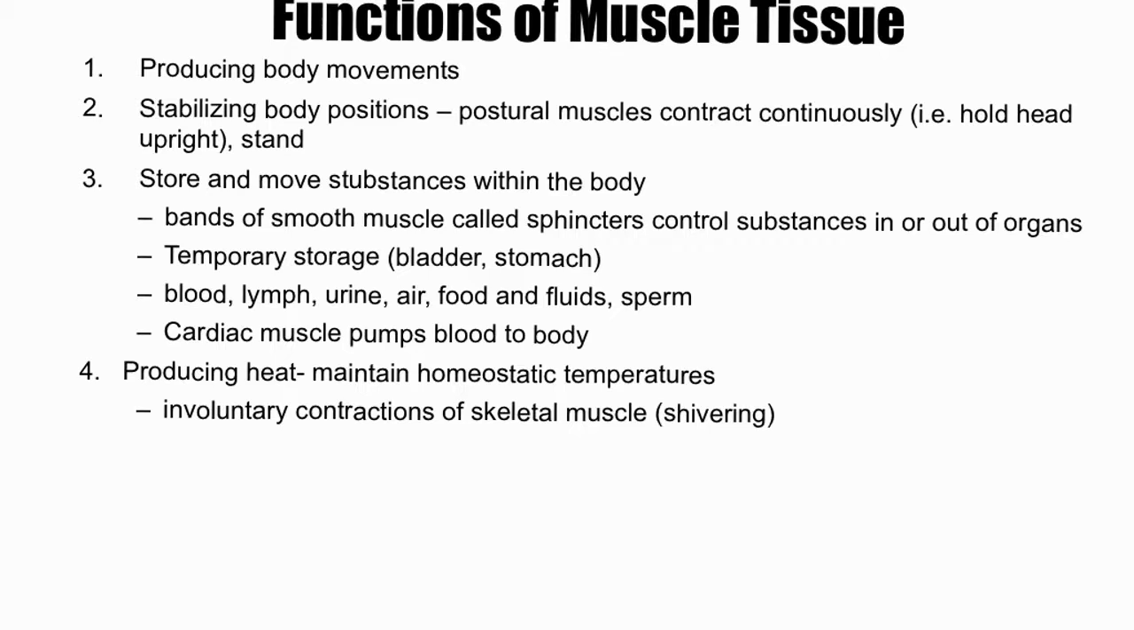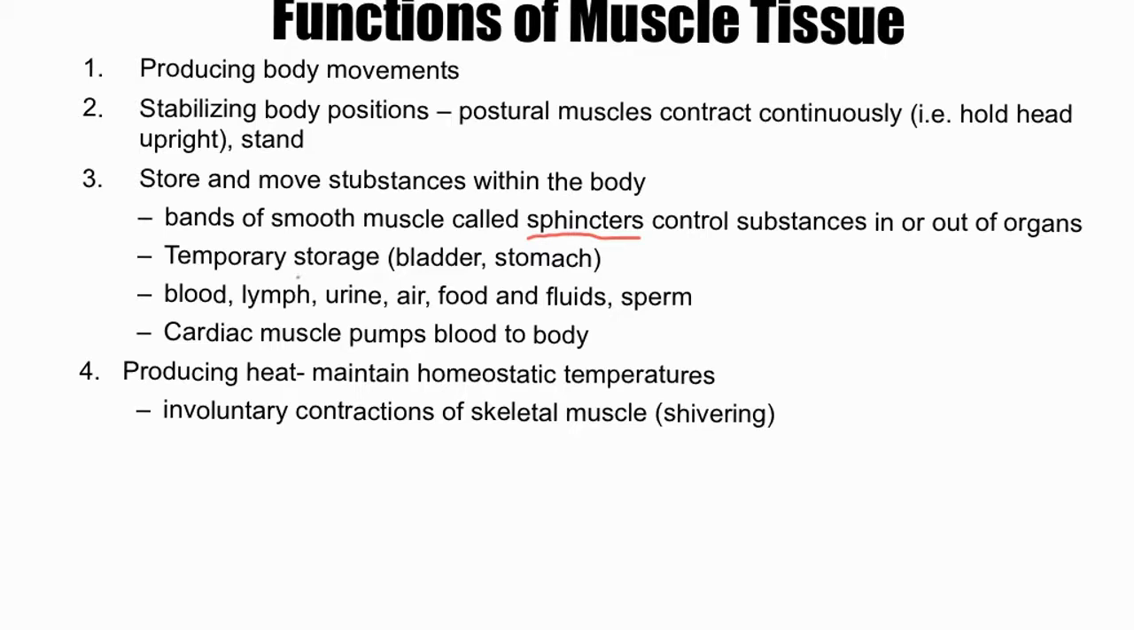Number three, they store and move substances within and through the body. There are these bands of smooth muscles called sphincters. Those are like little valves. Those will open or close in order to either hold something in the body, or when they open, allow that substance to move through. Like your stomach has what's called the pyloric sphincter, and when it opens, the contents of your stomach leave the stomach and enter the first part of the small intestine, called the duodenum.